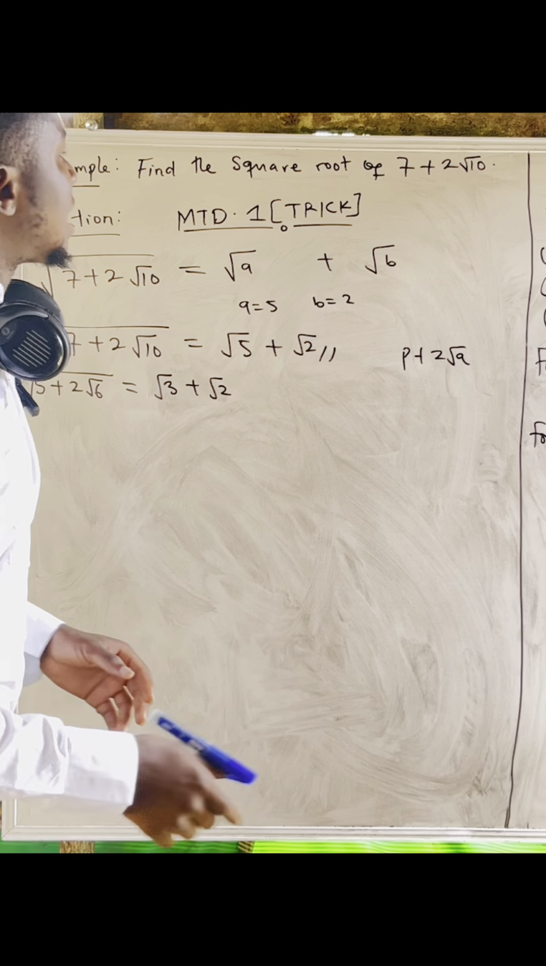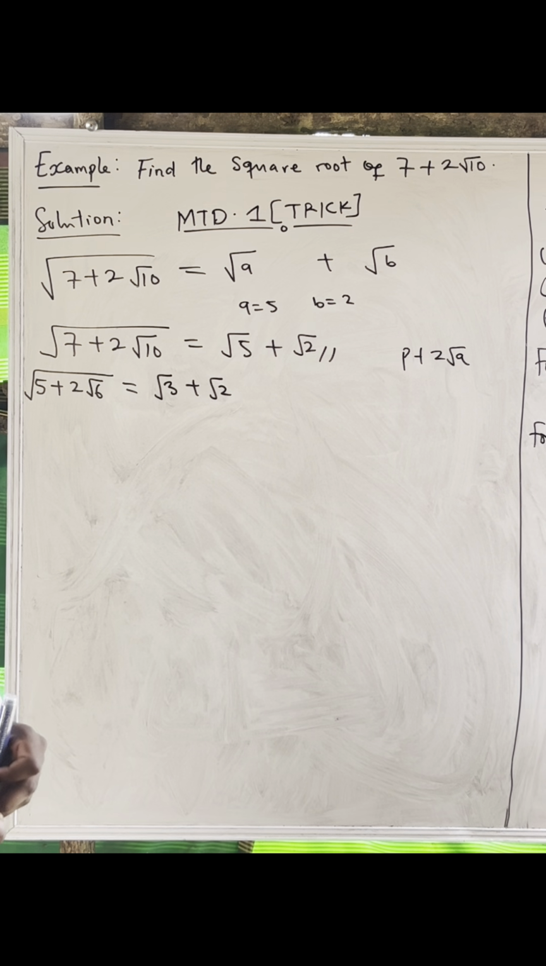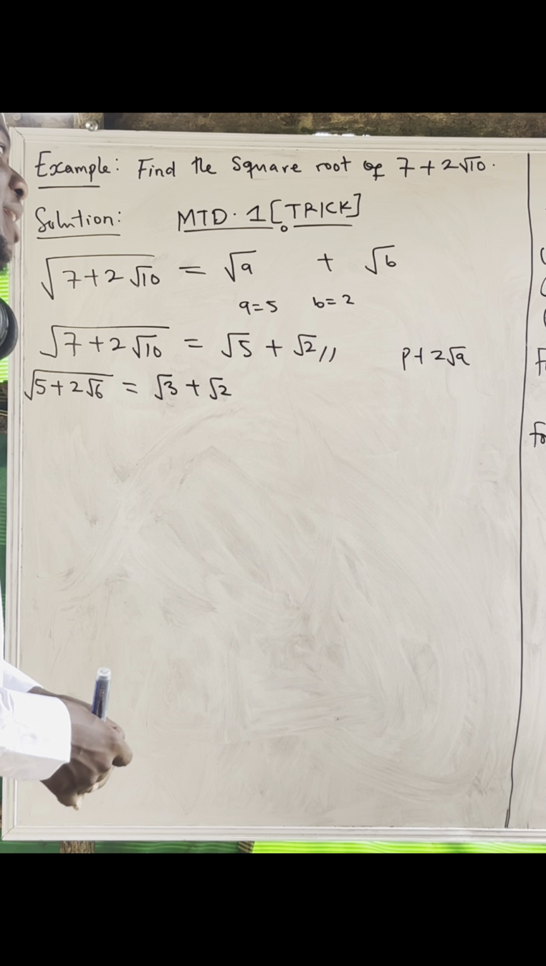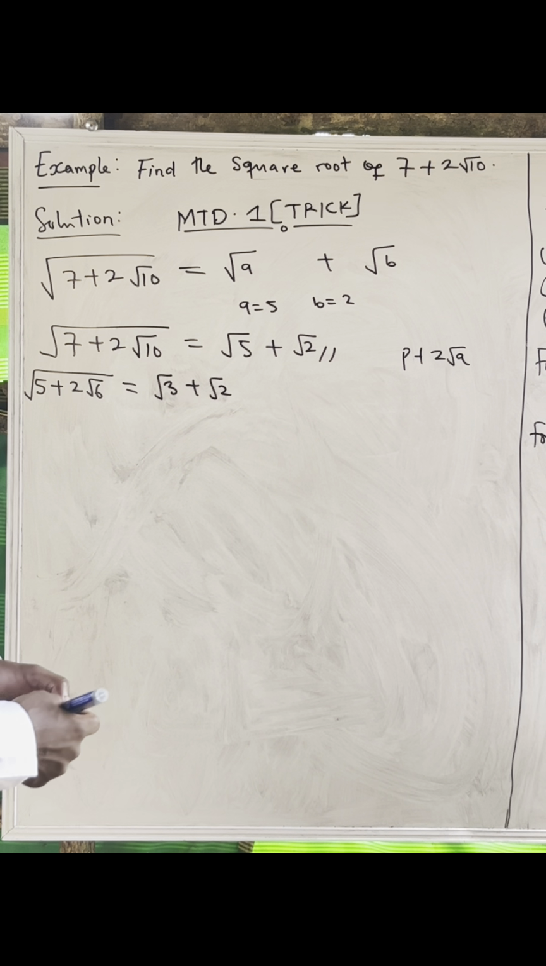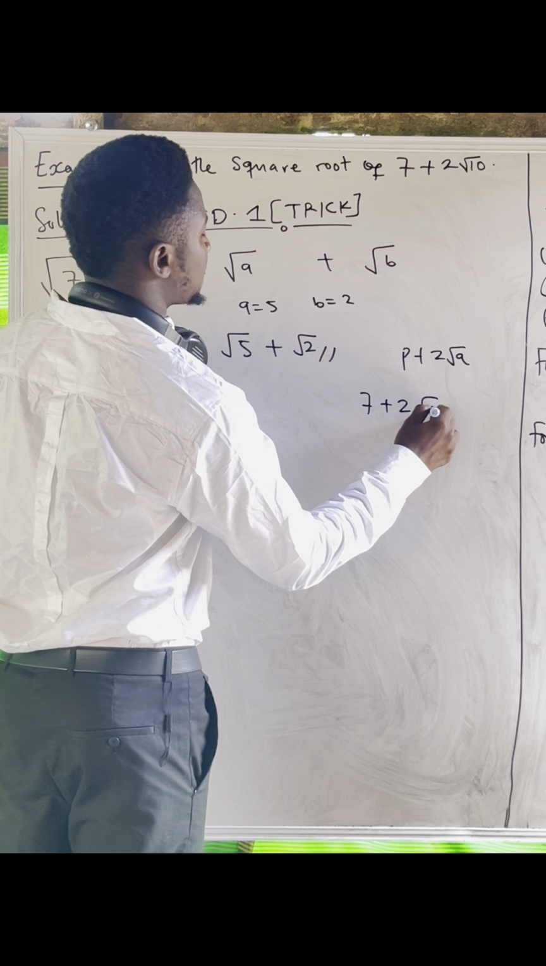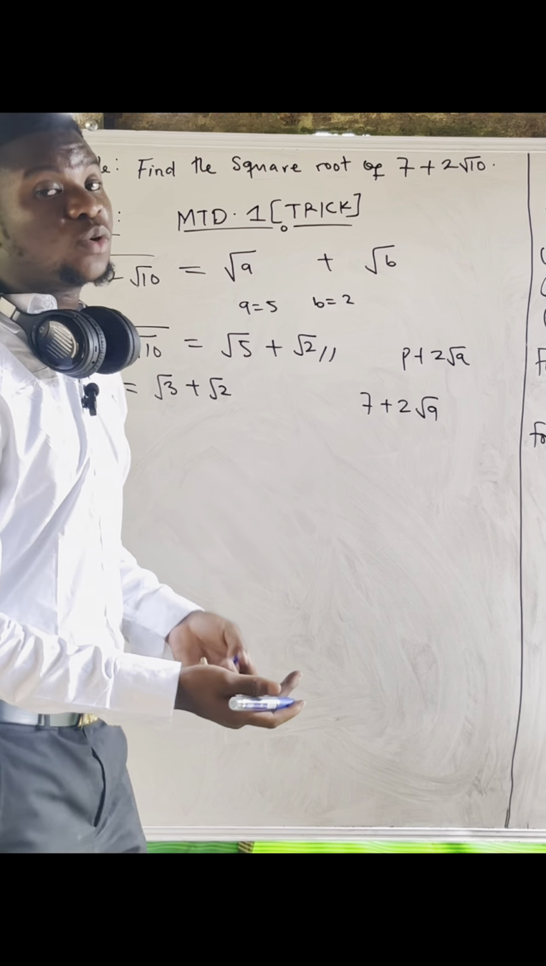And the second thing is that there are some particular questions where you will not see the exact values that, if you multiply them together, they will give you the product, and if you add them together, they will give you the sum. For example, a question like 7 plus 2 root 9. For this particular question, you can't use the trick.